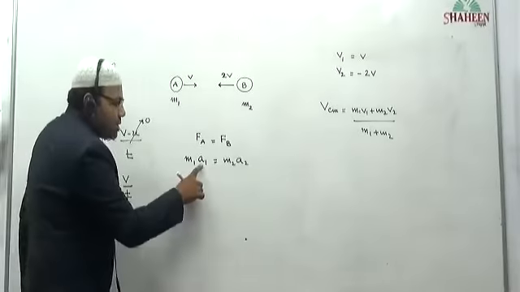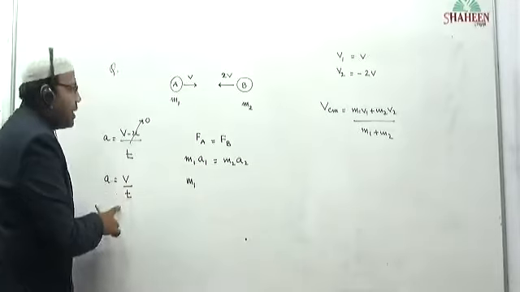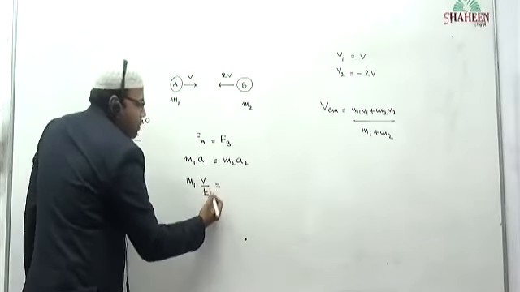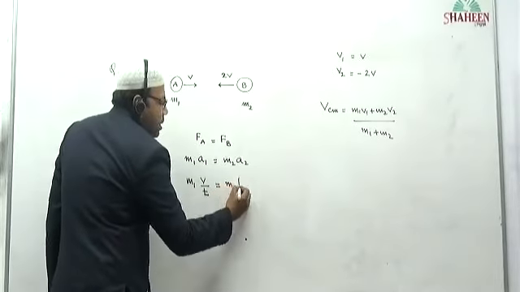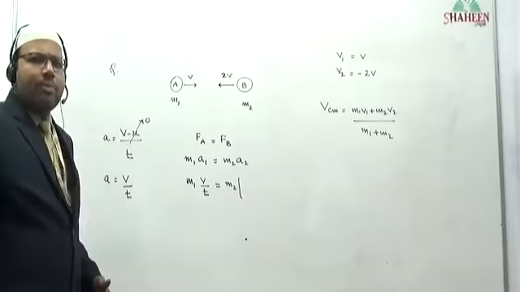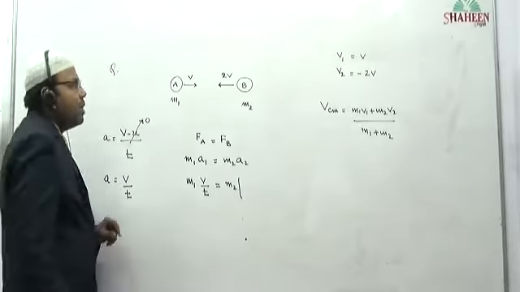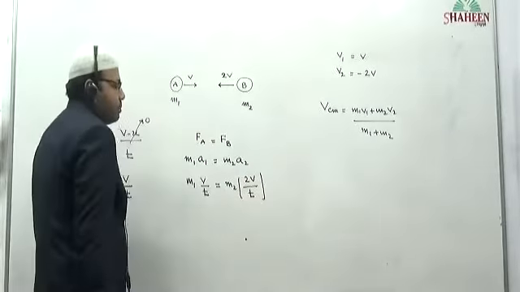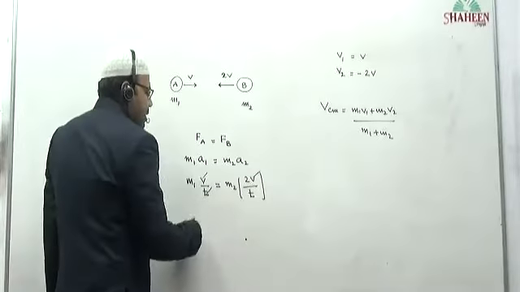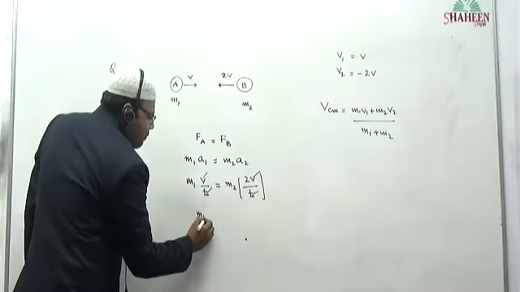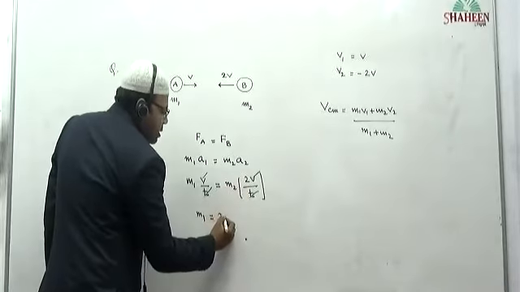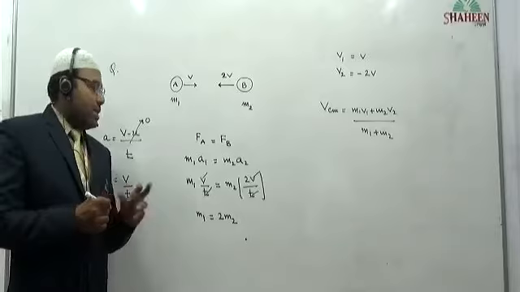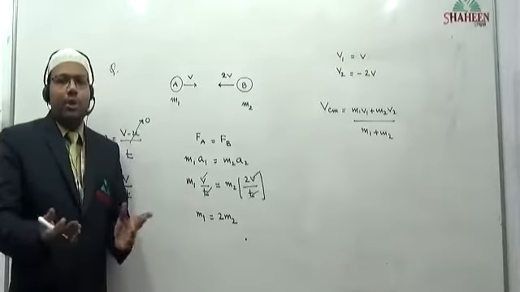Let's write. This is a1. a1 is velocity by time, that is v by t, equals m2 as it is. What is a2? Again it is acceleration, velocity by time. So velocity is how much? 2v by t. Now this v gets cancelled, this t gets cancelled. So m1 is equal to 2m2. I got one relation between m1 and m2, that is m1 is equal to 2m2. I hope it is clear.